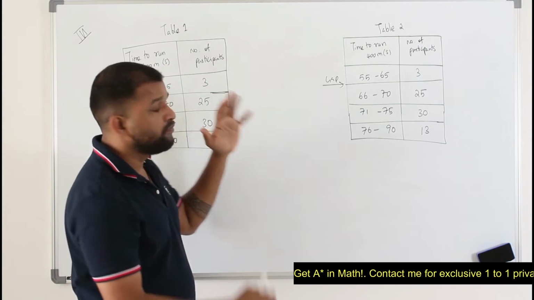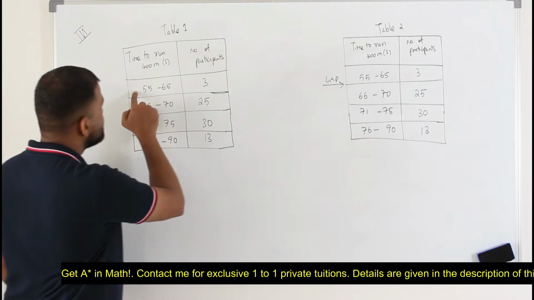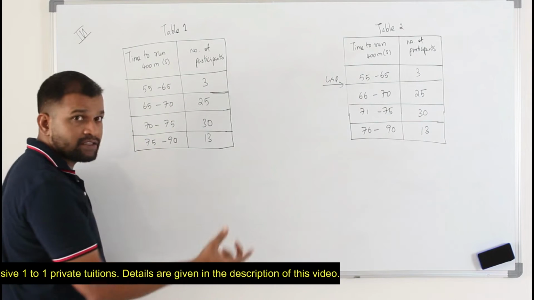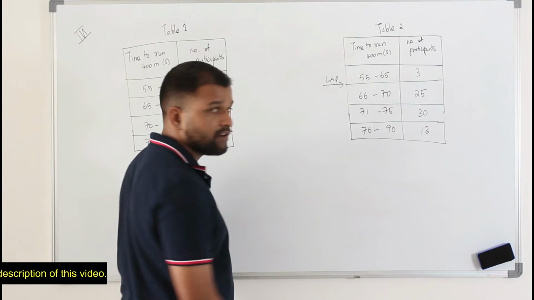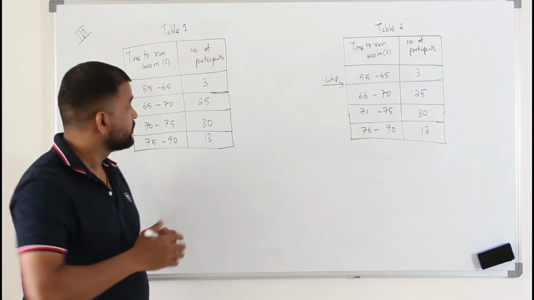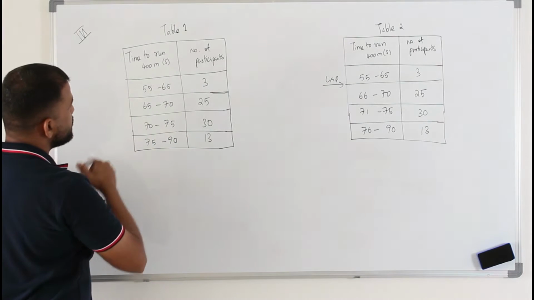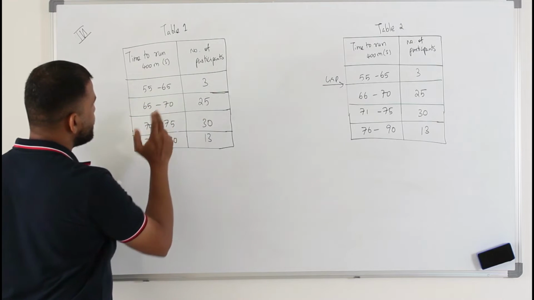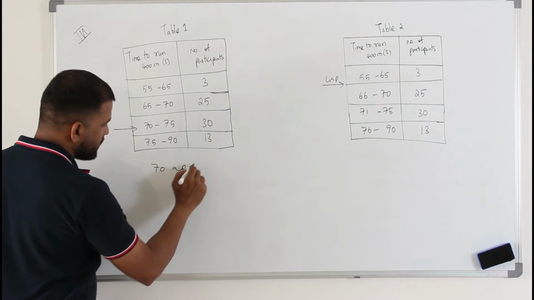So I'm going to explain a few terms here. The first one is class interval. Every range given here is called a class interval. So there are 4 class intervals here. And then the next one is class boundaries. For this one, the data without gap, the class boundaries are 55. Just take the extreme numbers: 55, 65, 65, 70. If they ask you to find the class boundaries of this one, it's 70 and 75.